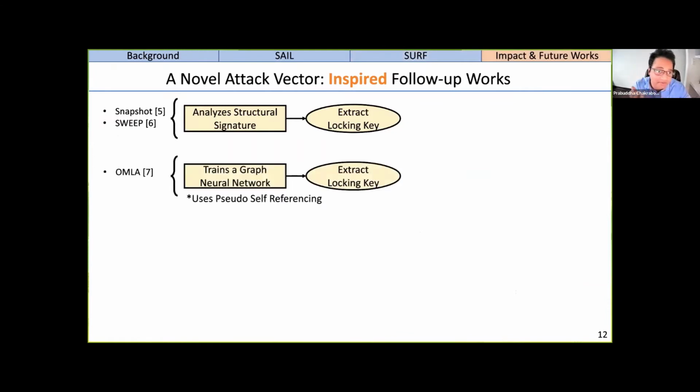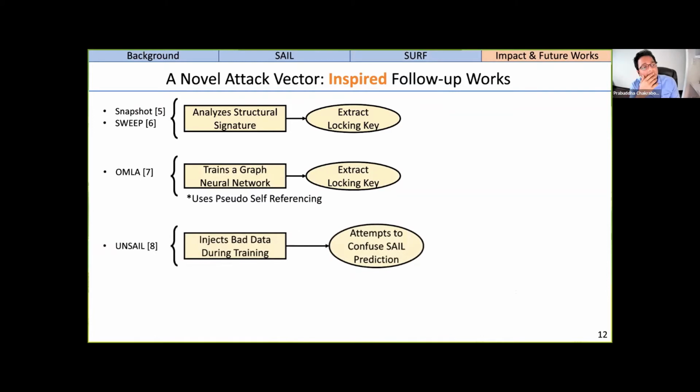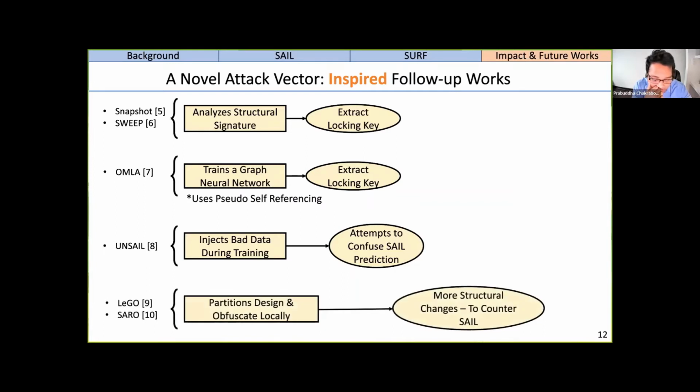And after that, the community has taken over, and they have done many different works around SAIL. Snapshot and sweep attacks were introduced. OMLA was introduced. I think that was from NYU versus Gus's group. And UNSAIL was done as well, trying to defend against SAIL. And SAIL has also inspired a series of SAIL-hard obfuscation schemes such as Lebanon zero.